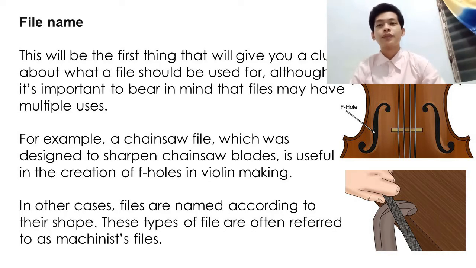For example, a chainsaw file, which was designed to sharpen chainsaw blades, is useful in the creation of F-holes in violin making. In other cases, files are named according to their shape. These types of files are often referred to as machinist files.